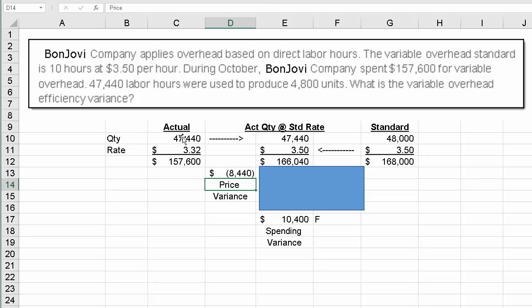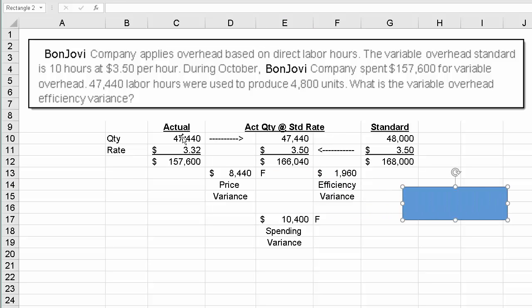And so what we see is we've got a price variance of 8,440. Now, I should have these all going the same direction, so let me change that. I'm going to make this go the other way, where we're going to make the favorables as positives and the unfavorables as negatives. I've seen it done both ways. So that's my favorable variance. I want to put a little F here, right? That's favorable because the actual is less.